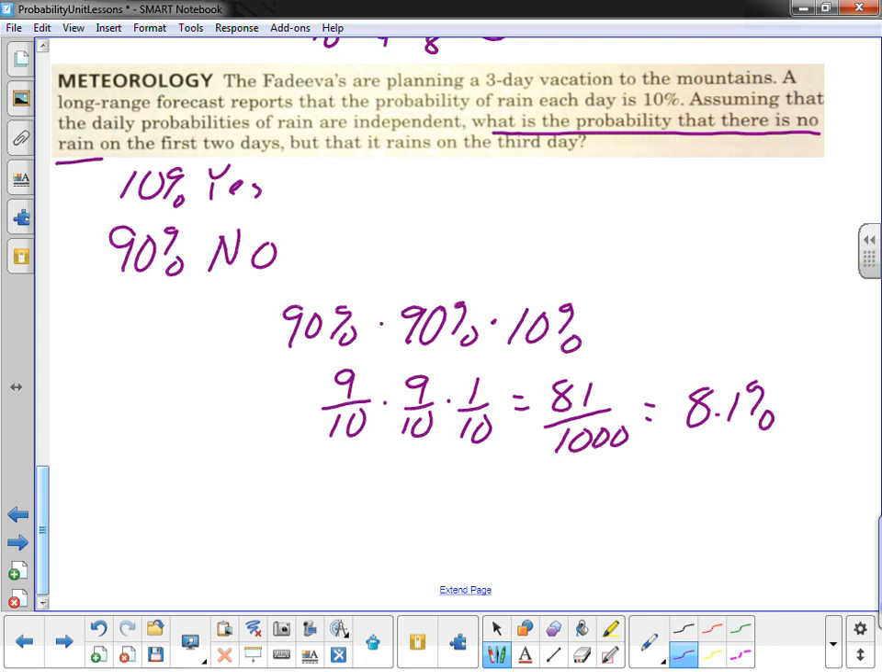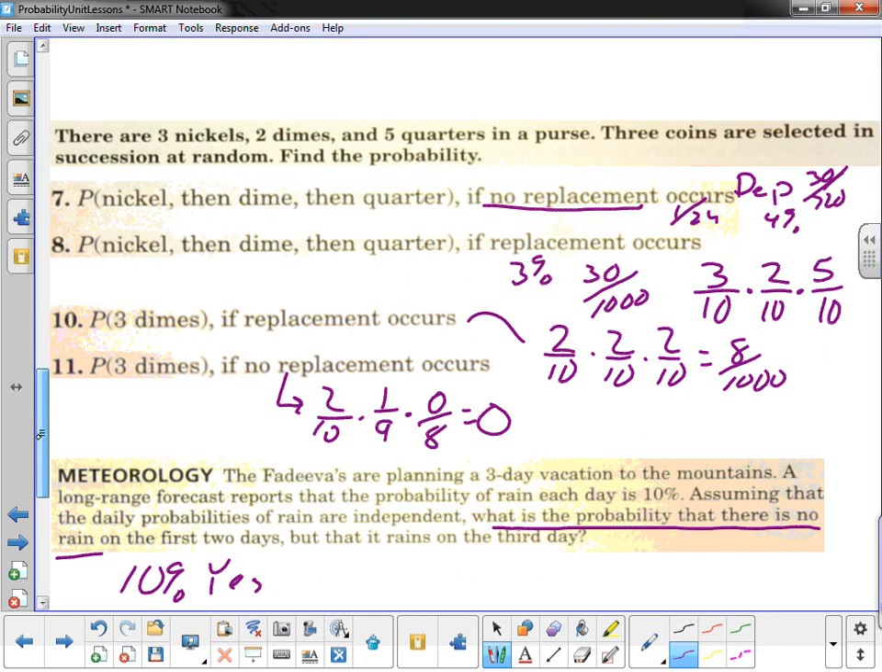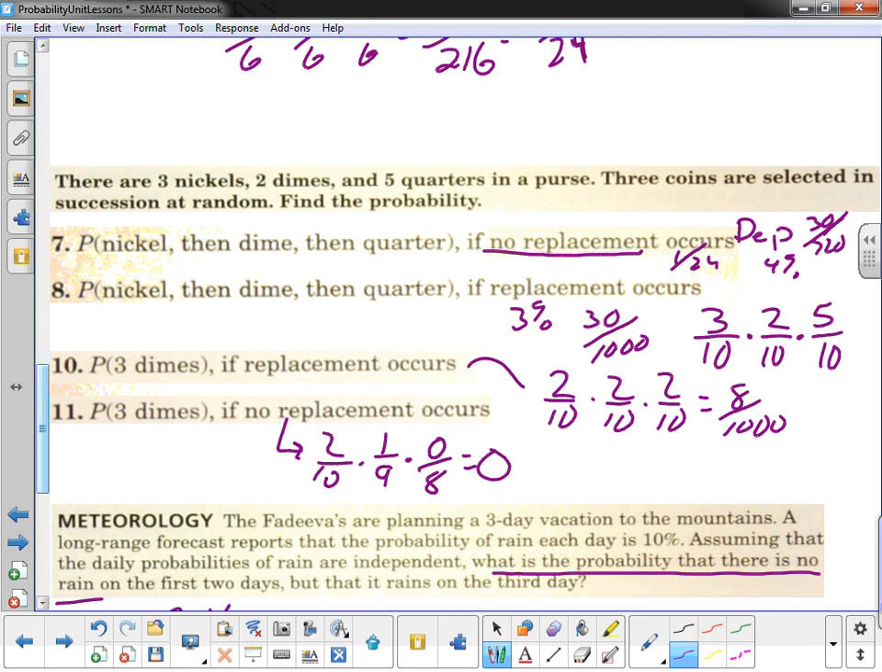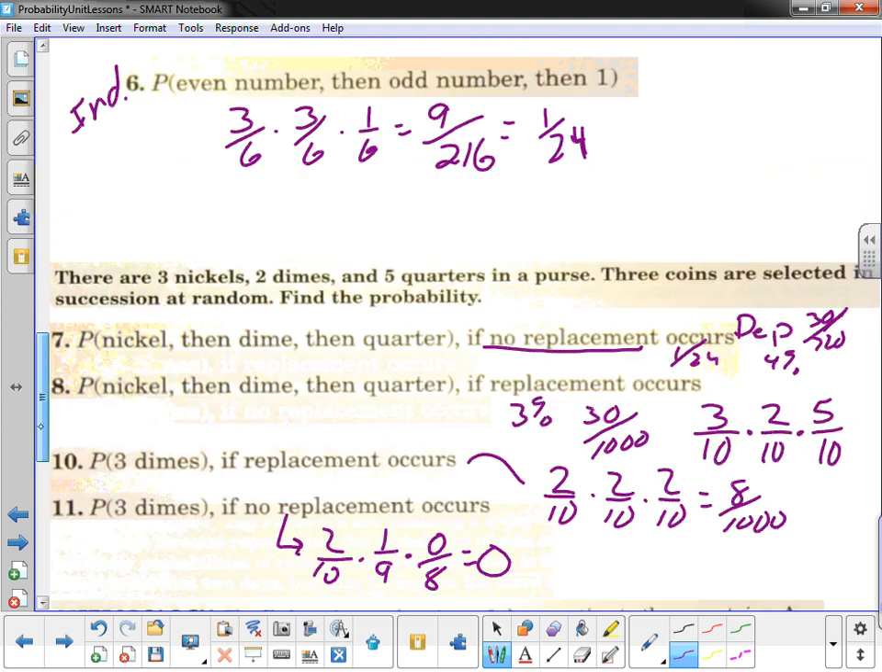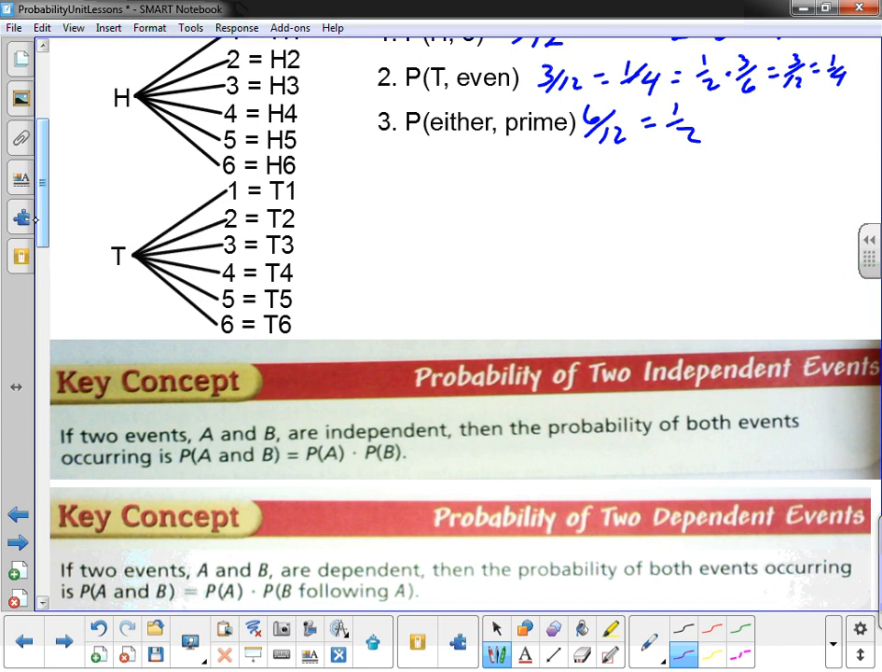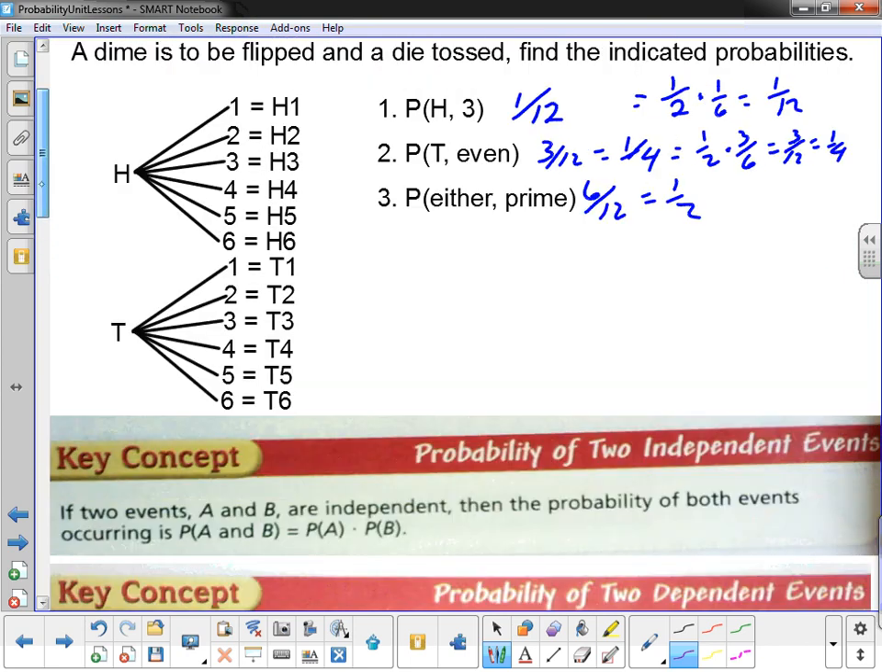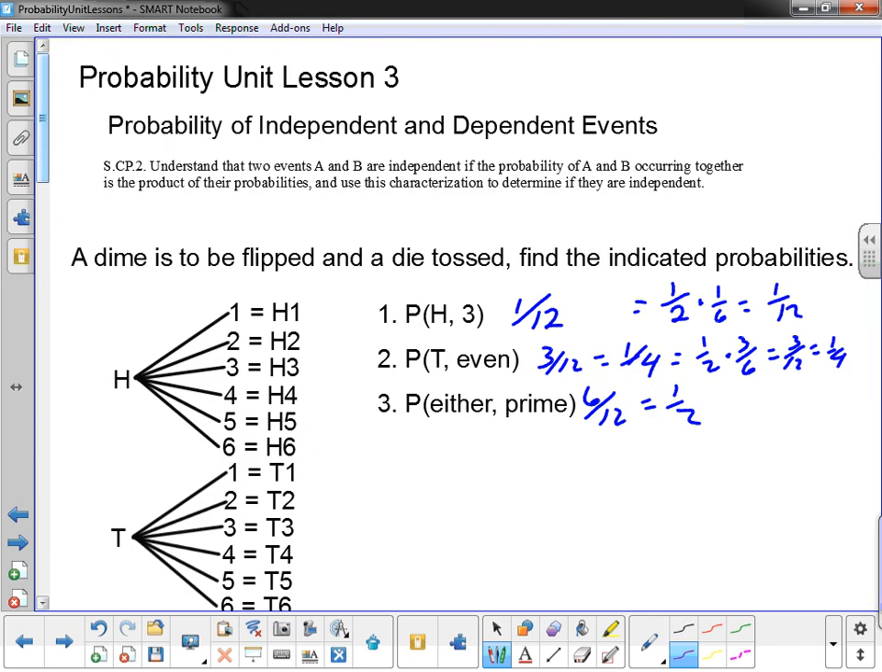Okay, so that's probability of independent and dependent events. As long as they're strictly independent or dependent events, we're good to go. And that usually happens when you look at the wording that we have here, of 3 dimes, or a nickel, then a dime, then a quarter. We see that we're independently looking at things. As we go on in this unit, we'll find out what happens when we start getting into events that aren't independent or dependent. You ready for this lesson?